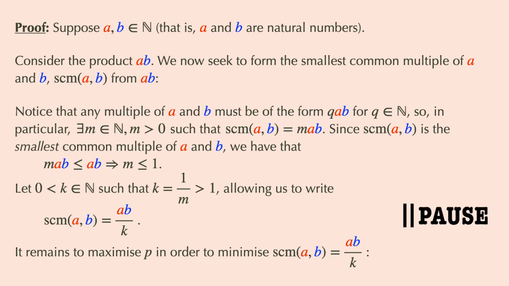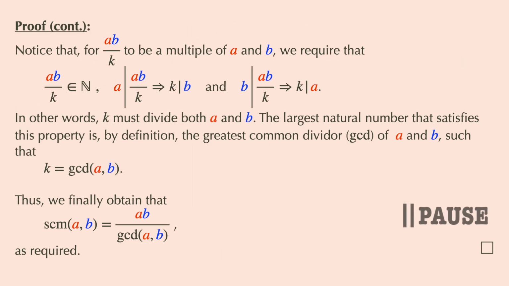the idea is to construct the smallest common multiple of A and B from an already known common multiple of A and B, namely the product of A and B. Now, to get the smallest common multiple from this product, we want to make the product smaller by dividing it through some factor k. Now, to be guaranteed to still get a multiple of A and B, this dividing factor k better also divide A and B individually. And the largest number that fulfills this property is the greatest common divisor of A and B, thus giving us the smallest common multiple of A and B.